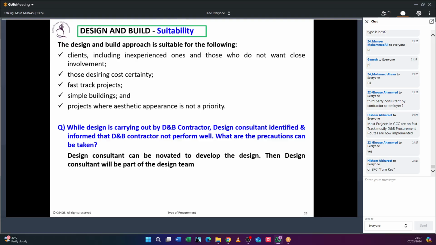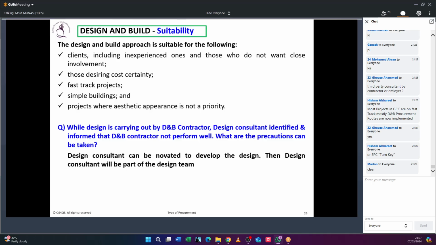Regarding EPC and turnkey, we will study them in an upcoming lecture, so leave it for now. We will cover all the types of procurement route. No worries, nothing will be missed. But you have to understand one by one very carefully. So my question is, are you clear with design and build right now, or do you still have any questions? Confirm to me.